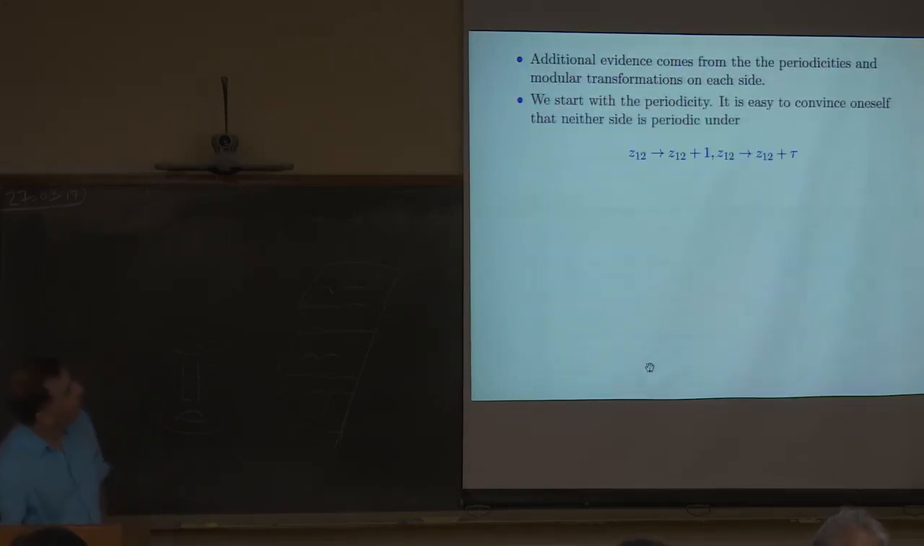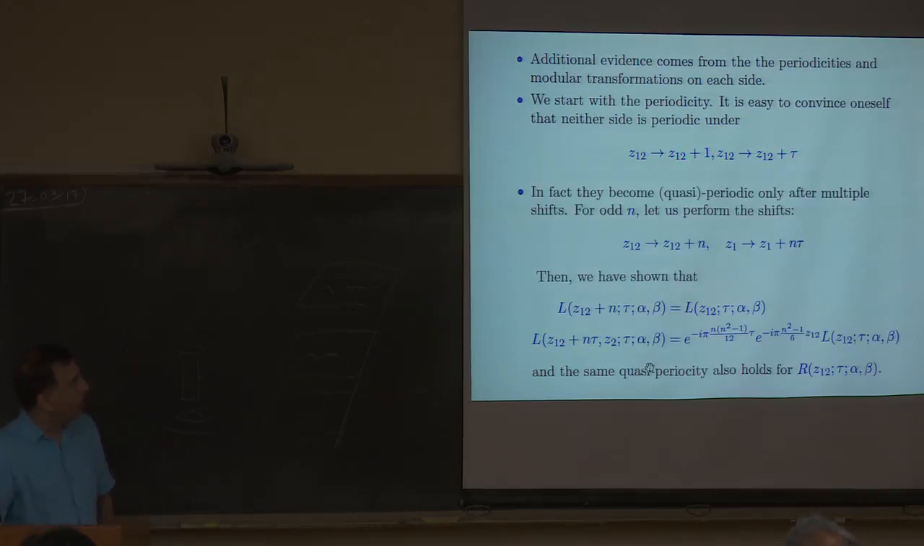Okay. The next thing we tried was to look at periodicities and modular transformations on both sides. Now, an interesting thing is that you would expect the answer to be periodic under z12 going to z12 plus 1 or tau, which is the entangling interval wrapping around this. But this actually doesn't hold. And in fact, it turns out that you have to shift z12 by n rather than 1 to get periodicity of either side.